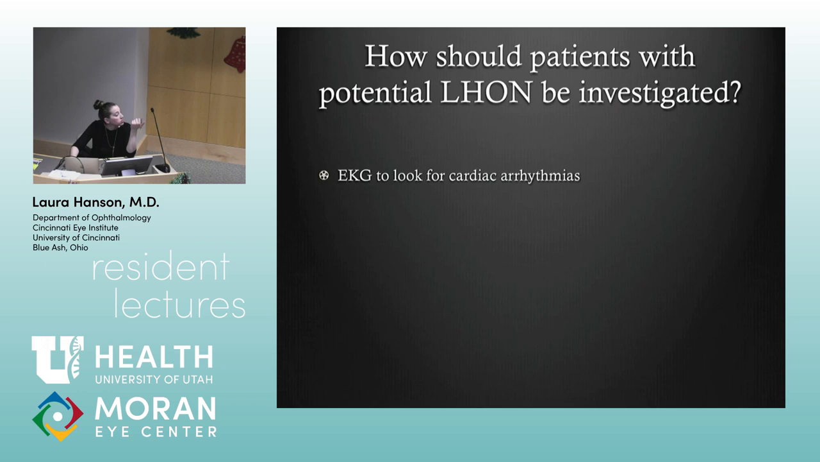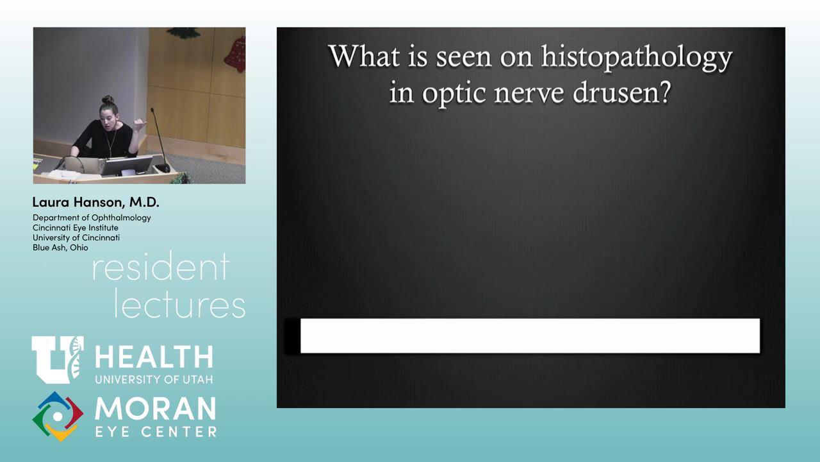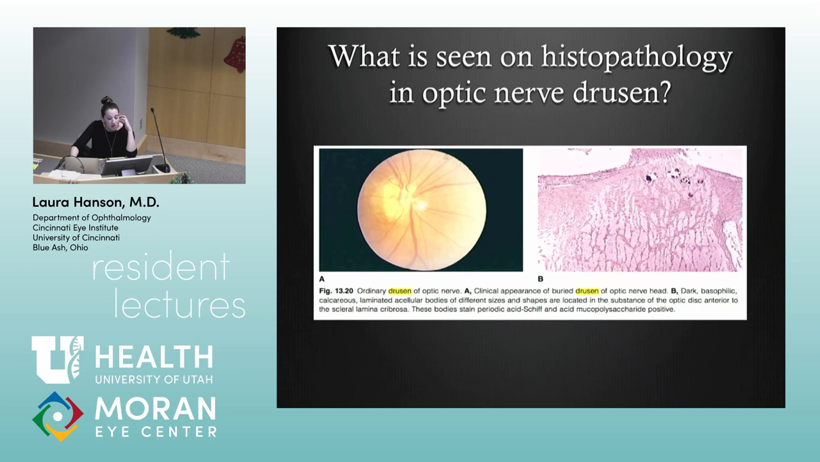Okay, optic nerve drusen, so deposition of protein-like material in the optic nerve head. It's usually autosomal dominant, so examining the parents can be really helpful, but it can be sporadic. I remember seeing at least one path slide about this on the OKAPs, of how the path is going to look with the basophilic acellular stuff, mucopolysaccharide positive.